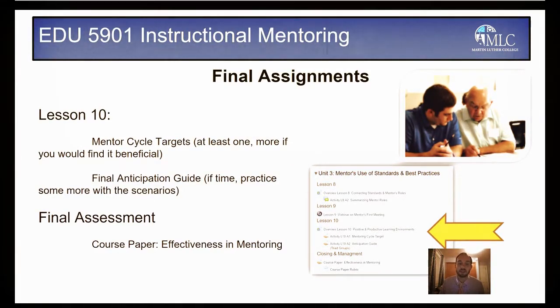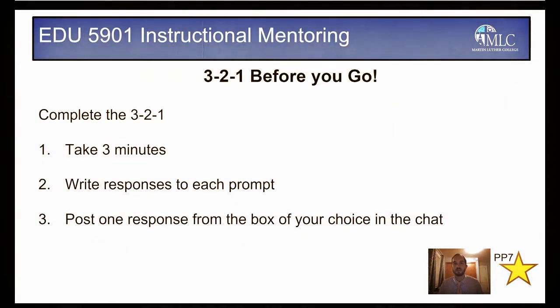And finally, the assessment. The final assessment is the course paper, effectiveness in mentoring, and that's due 2 weeks after the final class date. So there's still some time to put that together and to think about it, and to even just chew on next steps as you try things on and make some informed decisions and reflection in the paper. If you have any questions, please feel free, give me a call, text me, or if you've got some time, send me an email.